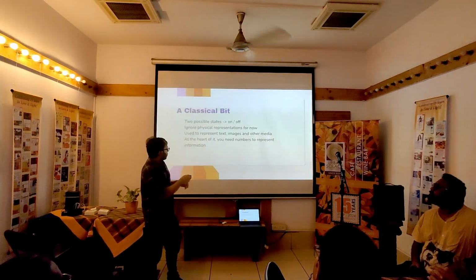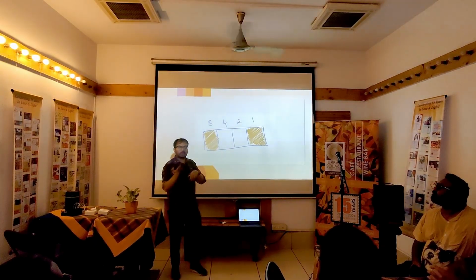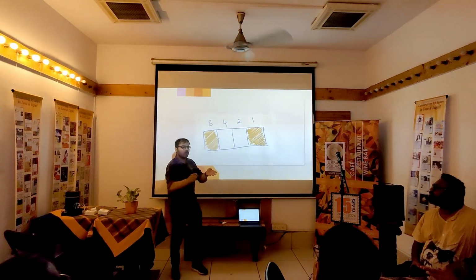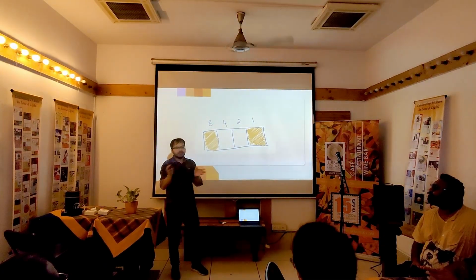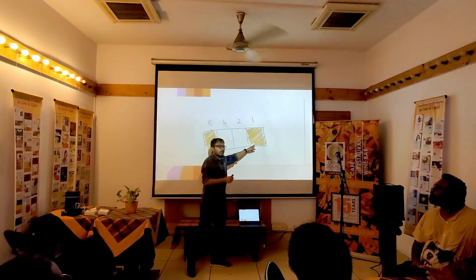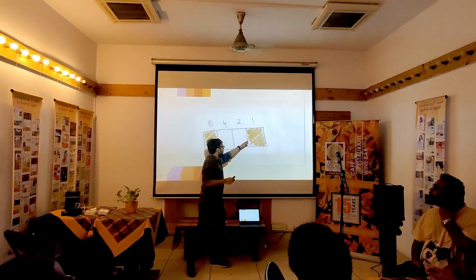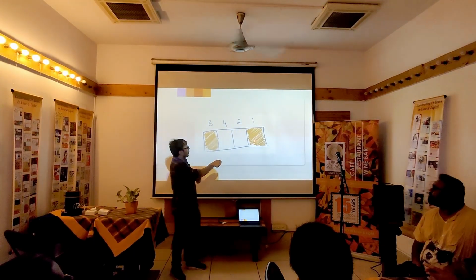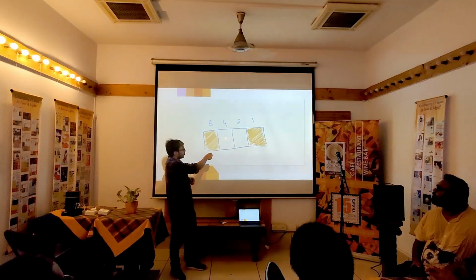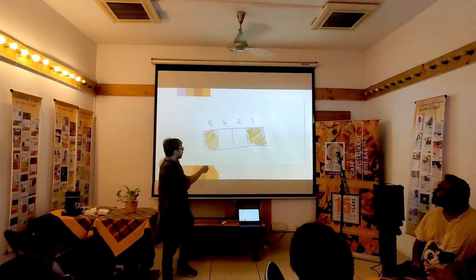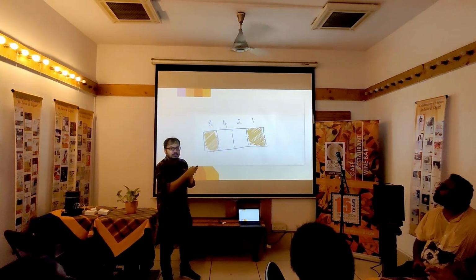So let's get to it. You have four boxes. Okay, you have four bulbs or boxes. You have four human beings. Anything. So it has a state on and an off. Okay. So this is an on state. This is an off state. Off and on. And using that, you represent numbers.